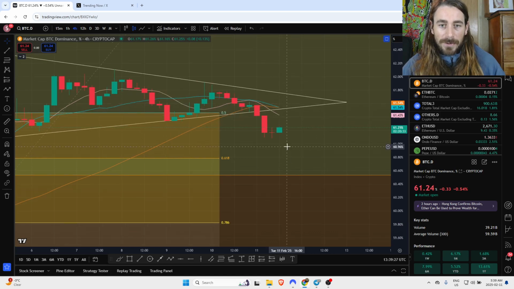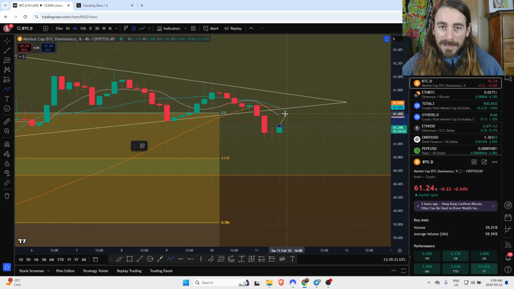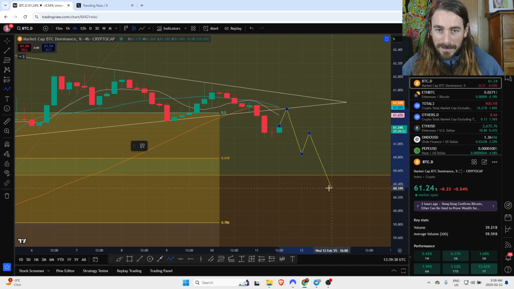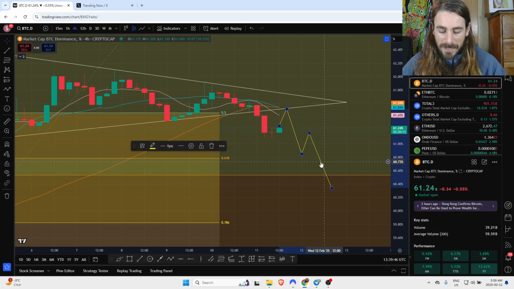If we look at the lower time frame, you can see basically what I want to see playing out from here for our alts to outperform. Come up here, rejection, lower low, lower high, come back to our golden zone. That's what I want to see for the alts to really get a bit of a leg up, and see if they can actually put in a bit of a bottom structure.